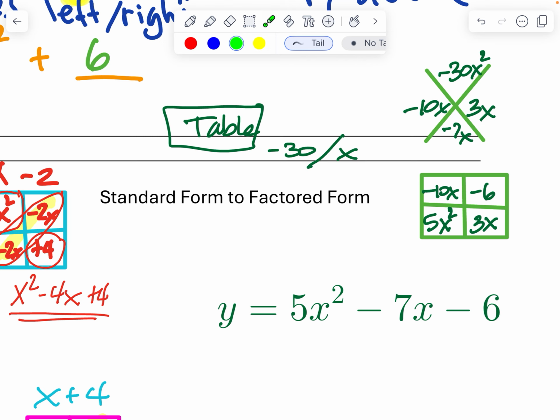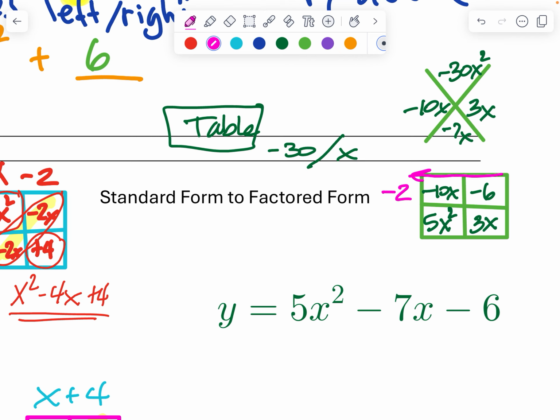And then again, do you remember how to do the box method? The next thing you do is you find the GCF. So let's go step by step. The GCF, I'll just take the top one, okay? The GCF of negative 10x and negative 6 is negative 2.